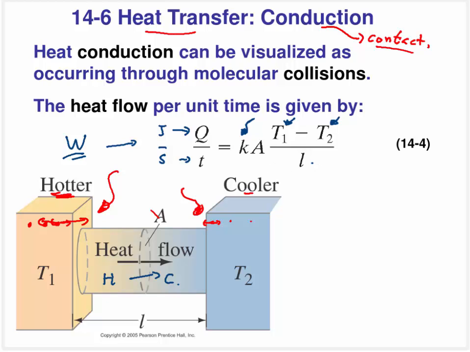It's going to be related to the length of the object that's connecting them, as well as the area. Think of this as maybe a hose that's letting heat squirt through it right here. Obviously, if we increase the area, it's going to increase the flow of heat. If we decrease it, it's going to decrease it. And you could make a similar argument for the length.